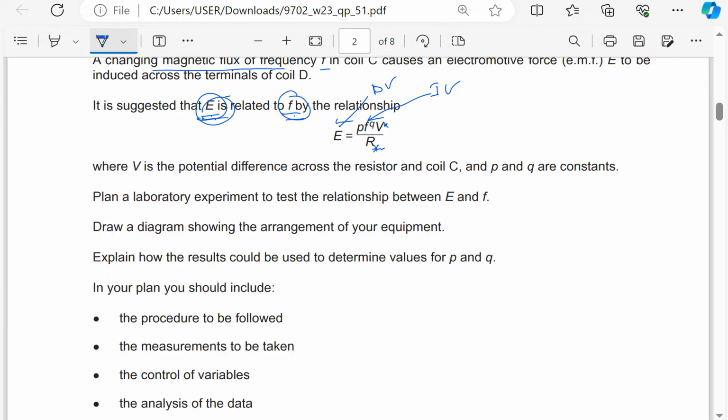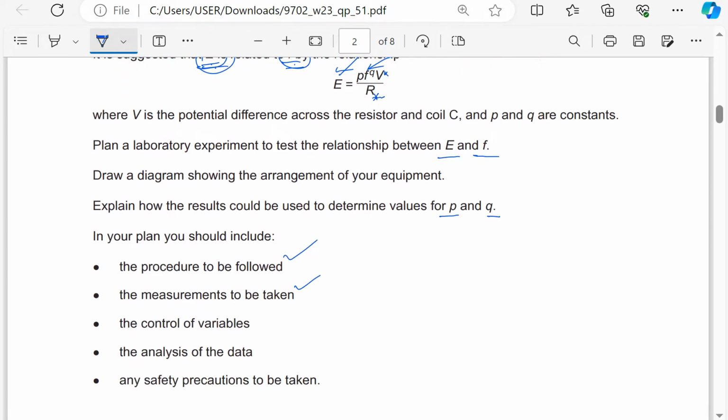So we are planning an experiment to test the relationship between E and f. And in our arrangement, we should explain how the results could be used to determine values of P and Q. So we shall see the procedures. We now know most of the measurements to be taken. The control variables: we shall make sure V remains constant, R should remain constant, and we should also ensure that the distance between the coils remains constant.